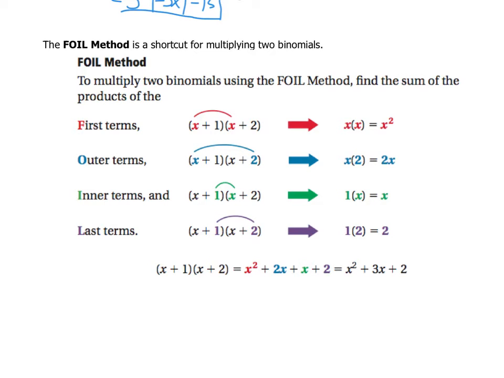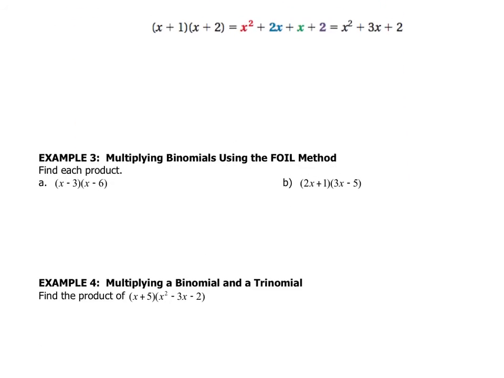it's really another distributive property. Then I would do my inner terms, and then I do the last terms. So just about the same thing as the distributive property, but FOIL will sometimes help you remember to hit all of them. Okay, so we're going to use the FOIL method to do these next couple of examples.